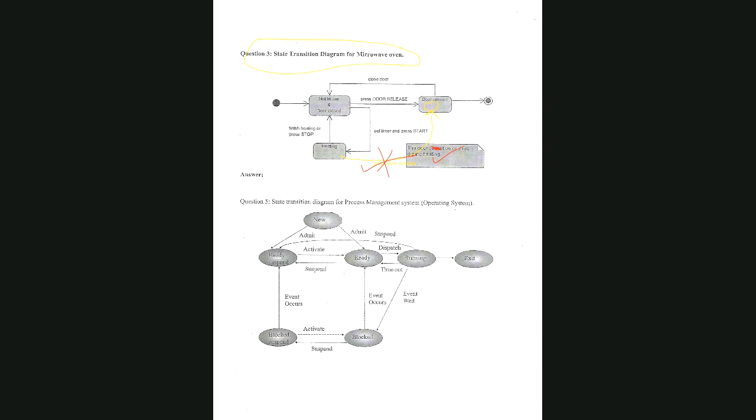Problem number 5, state transition diagram for process management system. Now this is what I am talking about: in operating systems, we have a state transition diagram for a process. Okay, now see here.